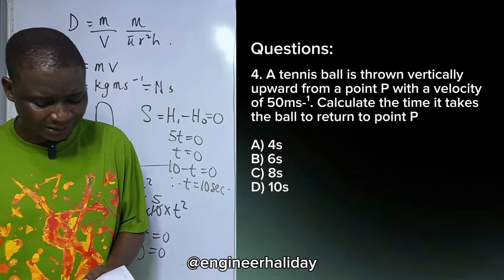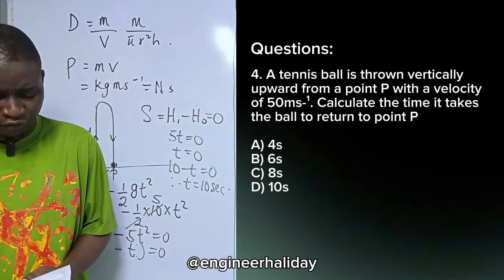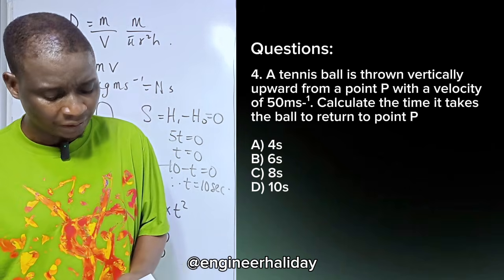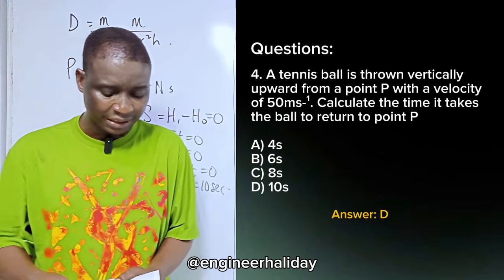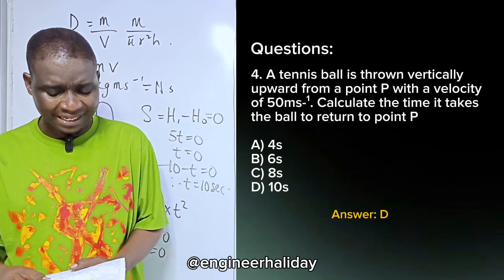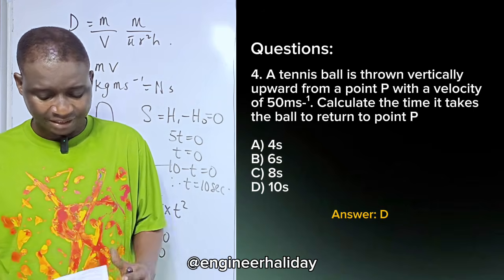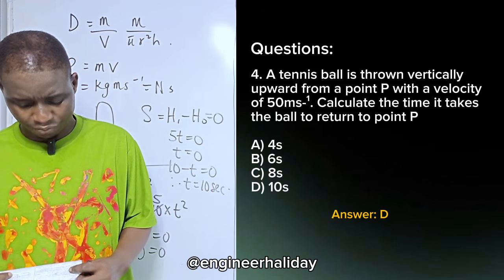A tennis ball is thrown vertically upward from the point P with a velocity of 50 meters per second. Calculate the time it takes the ball to return to P. A, 4 seconds. B, 6 seconds. C, 8 seconds. D, 10 seconds. And the answer is 10 seconds. Let's go to the next question.